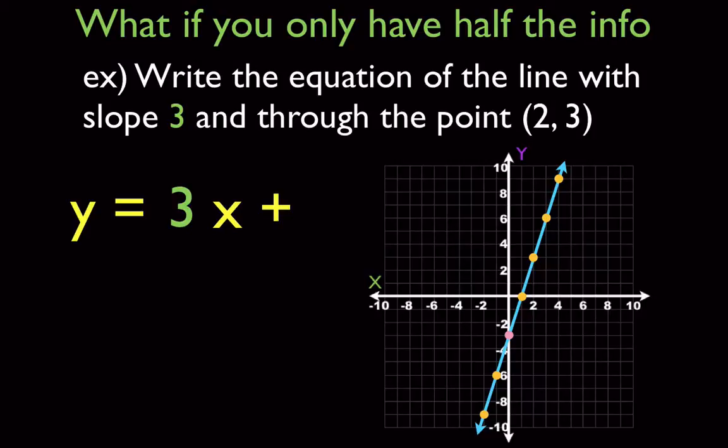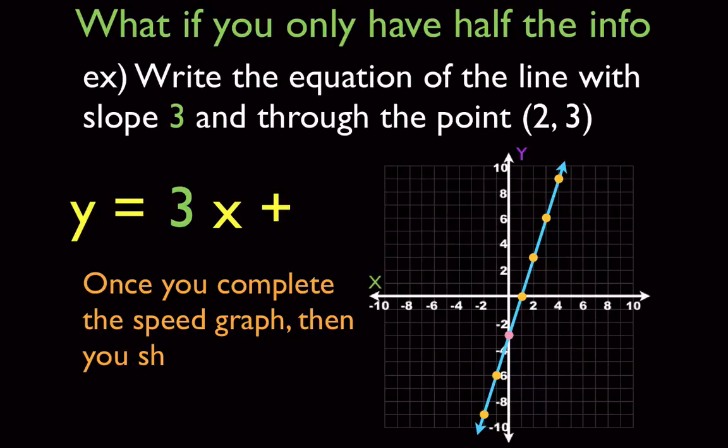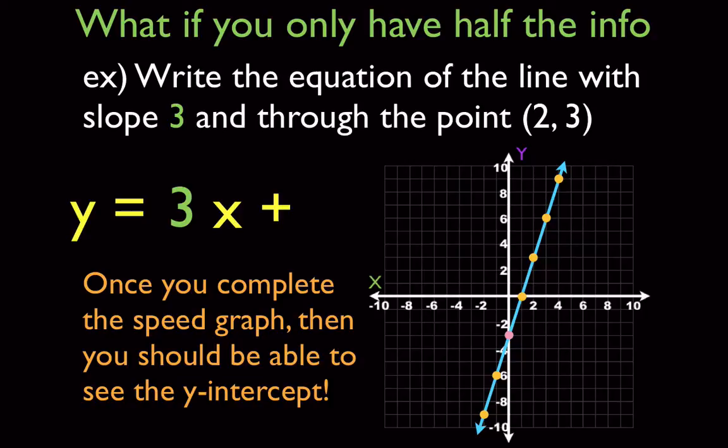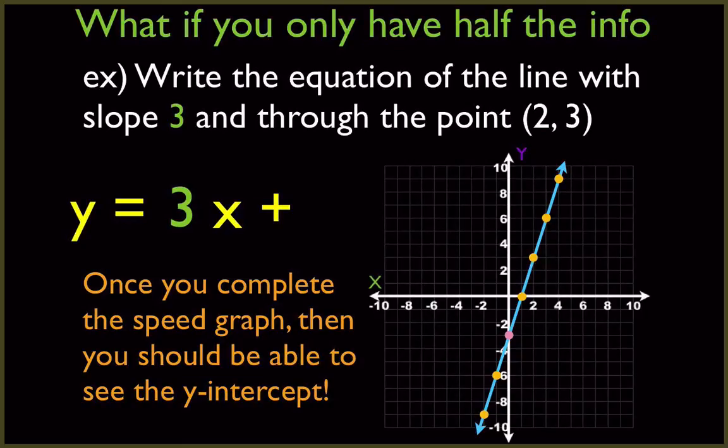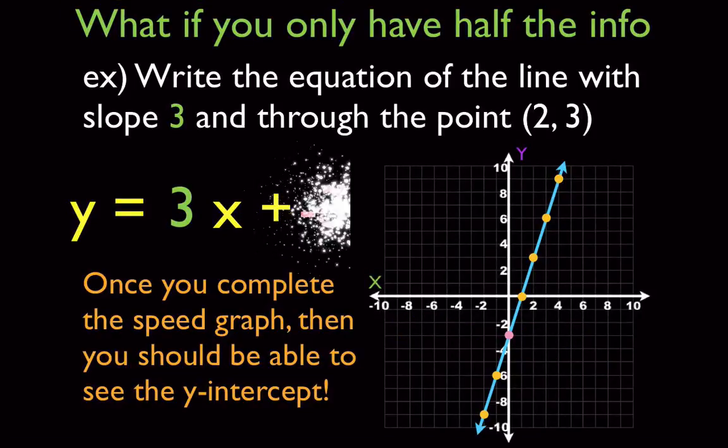All right, so now that that's done, all we're going to do is go ahead and look at our speed graph and look at the y-intercept. The y-intercept, of course, is right there at -3. Okay, so as a point, it is (0, -3), which means then my y-intercept is -3, and I can now complete my line.